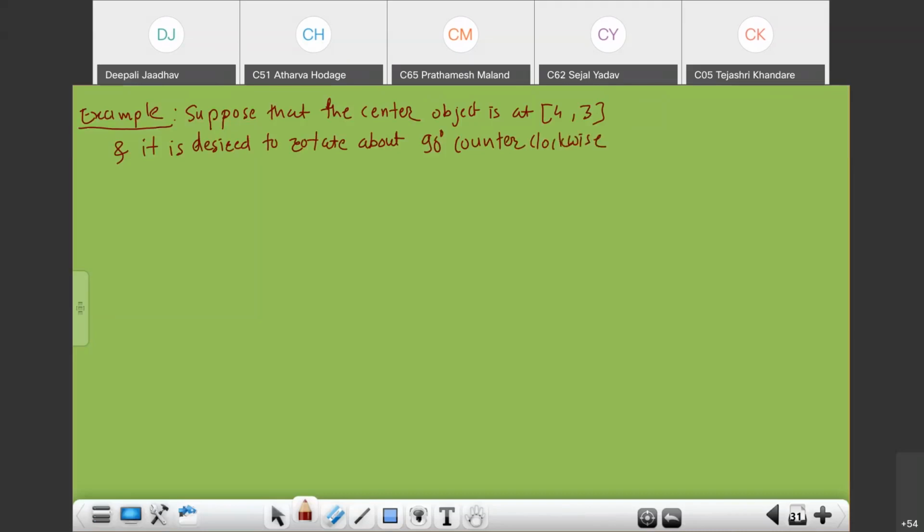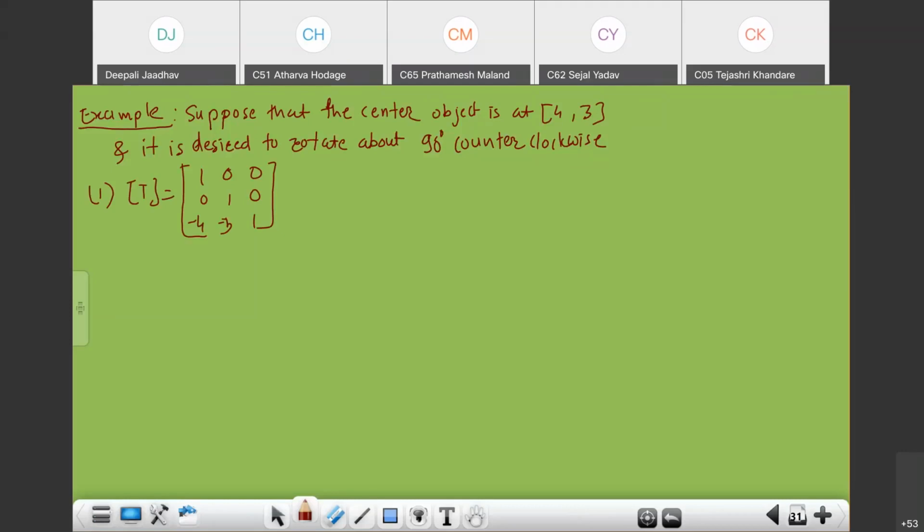So the three steps we need to do here. What is the first step? Translate the object or the point (4, 3) towards the origin. For that, the first transformation matrix T is equal to [1 0 0; 0 1 0; -4 -3 1]. Minus m and minus n means translate the point towards the origin.